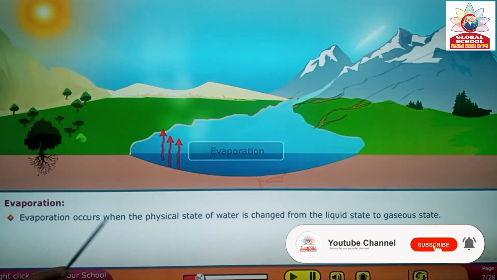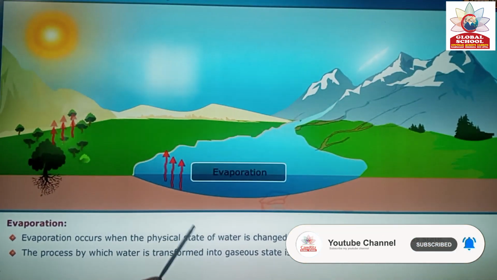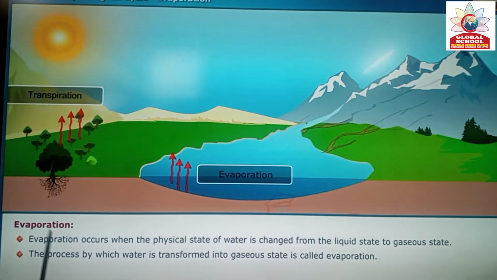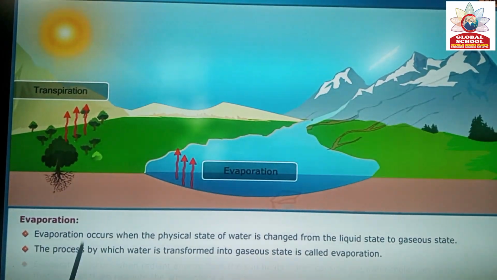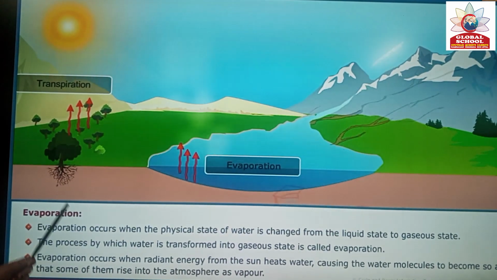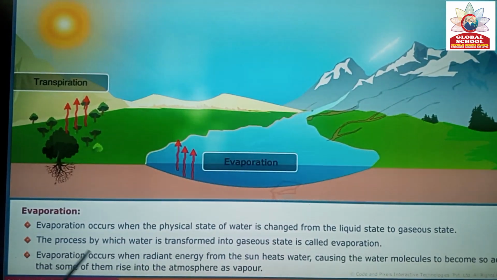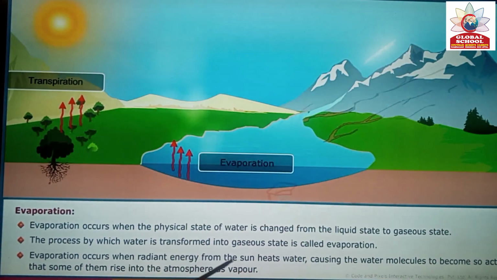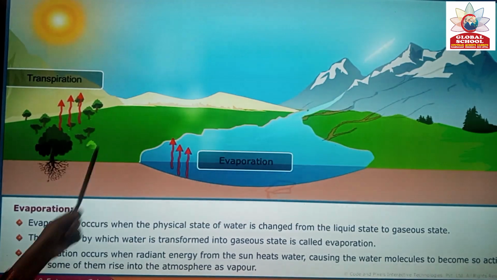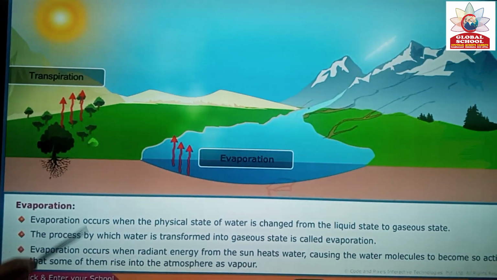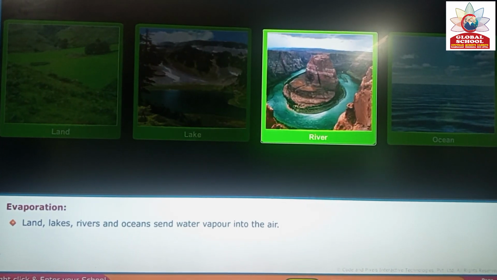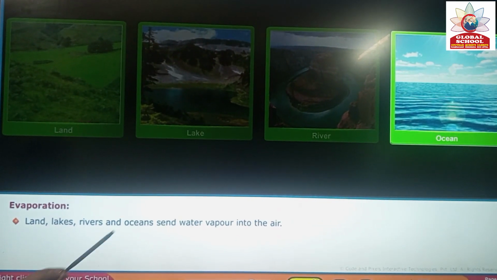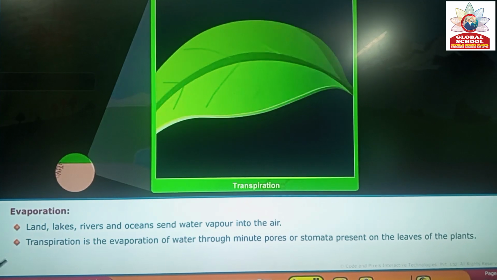Evaporation occurs when the physical state of water changes from the liquid state to the gaseous state. The process by which water is transferred into the gaseous state is called evaporation. Evaporation occurs when radiant energy from the sun heats water, causing the water molecules to become so active that some of them rise into the atmosphere as vapor. Evaporation also takes place on land, lakes, rivers and oceans, sending water vapor into the air.